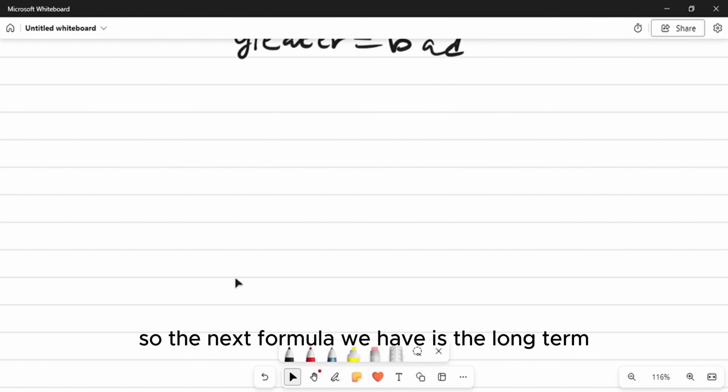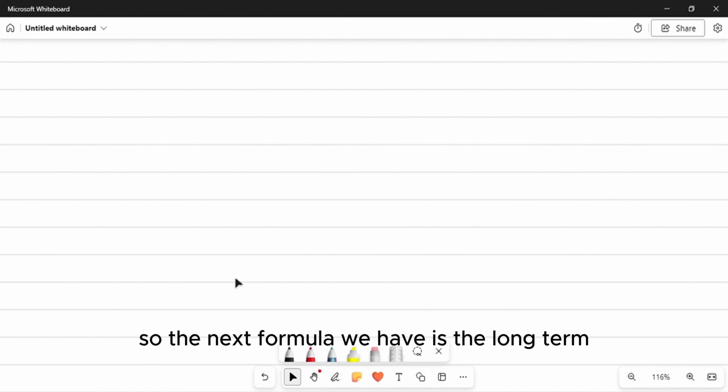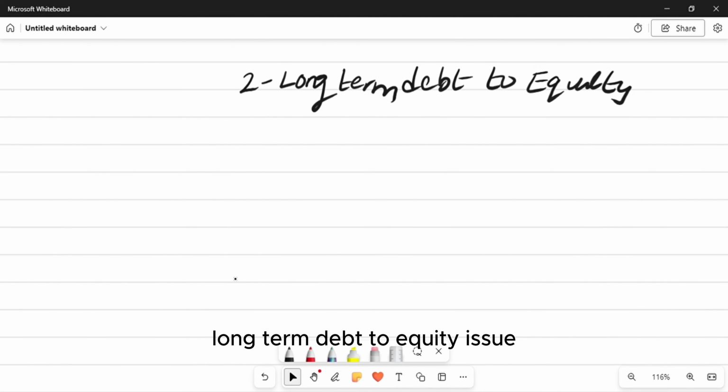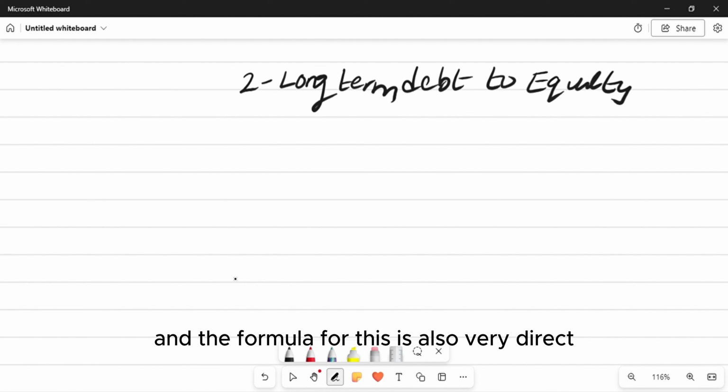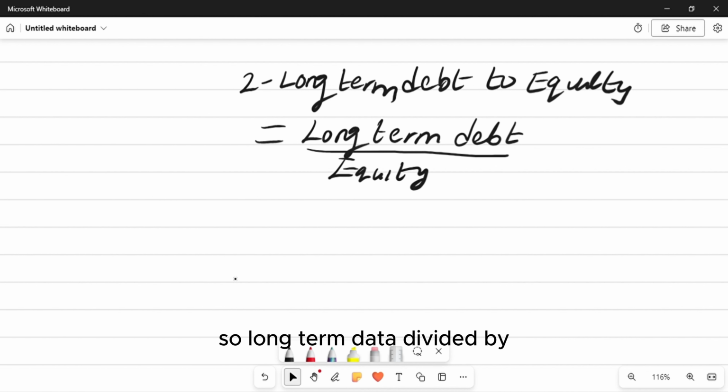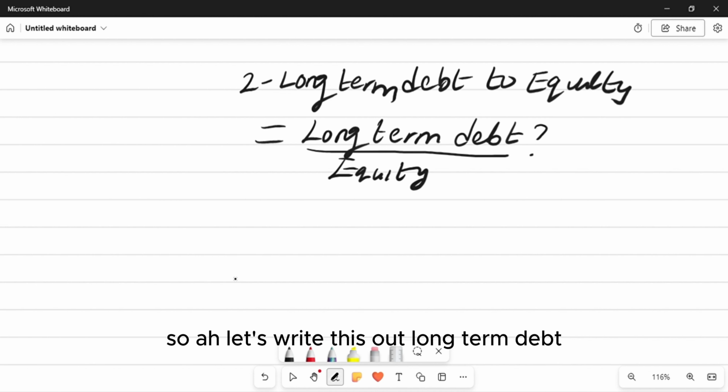So the next formula we have is the long-term debt to equity ratio, and the formula for this is also very direct: long-term debt divided by equity. So long-term debt divided by equity. When we say long-term debt, basically what does this include? Let's write this out.